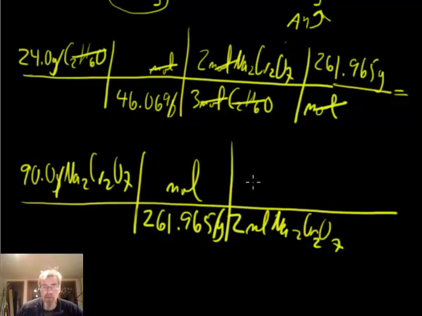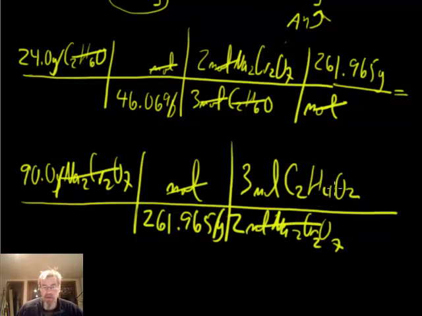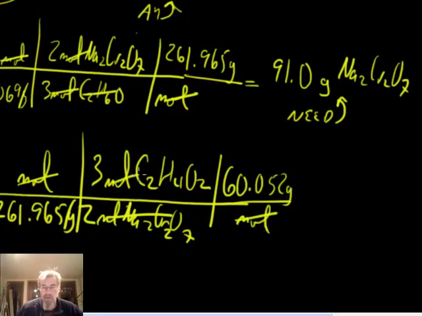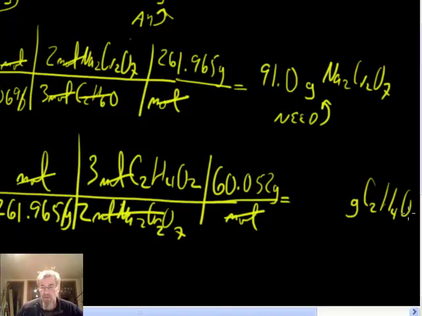And now we want to know how many moles of C2H4O2, and that was a 3 in the balanced chemical equation. 3 moles C2H4O2. So with moles of sodium dichromate canceled away, we have moles of C2H4O2. The next step is to convert that back into grams using molar mass. And the molar mass of C2H4O2 is 60.052 grams per mole. Now I cancel moles, and this is going to give me grams C2H4O2. And this is my theoretical yield that I've got here.